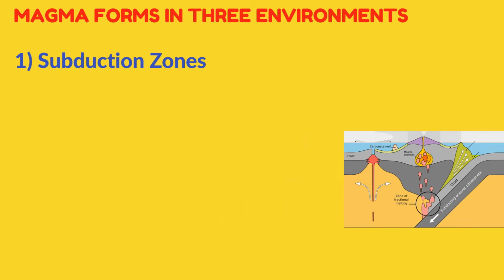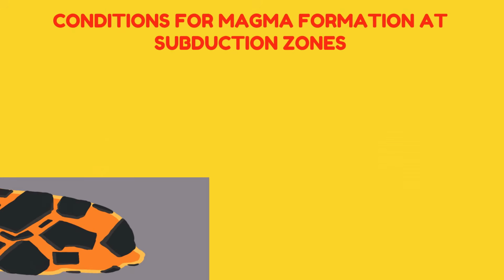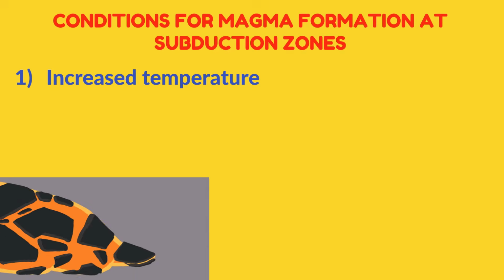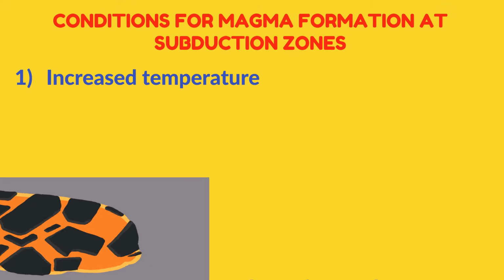Magma generated at subduction zones is andesitic. It is richer in silica than basalt and therefore more viscous. Eruptions are explosive and produce ash. Conditions for magma formation at subduction zones. First is increased temperature. Friction caused by the movement of plates adds more heat to the melting.